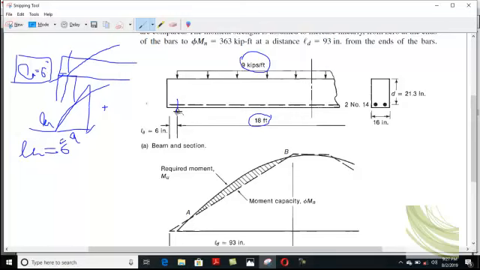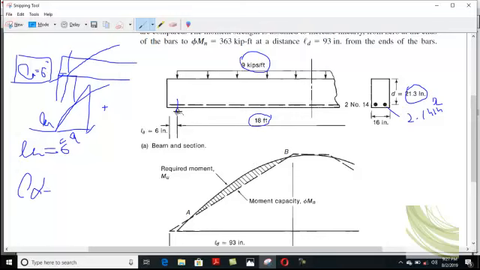Now this is the cross section. This cross section has two number 14 bars, and I think the number 14 bar area is 2.25 square inches roundabout. Diameter is 1.69, and this is the effective depth. So first of all we will determine Ld.